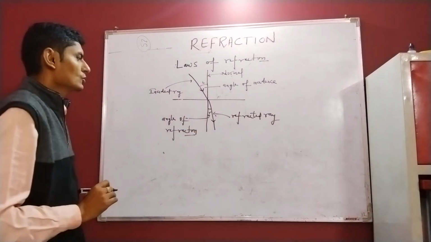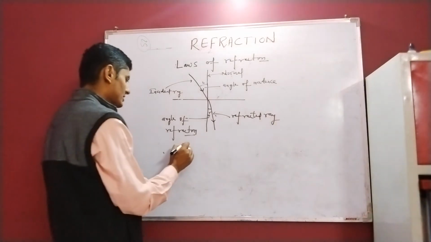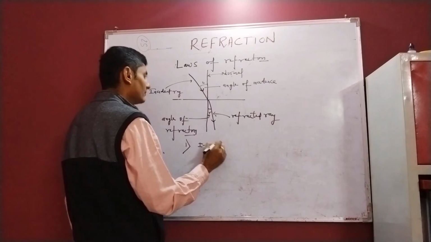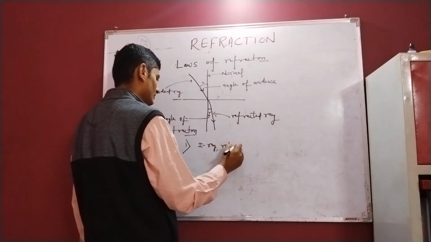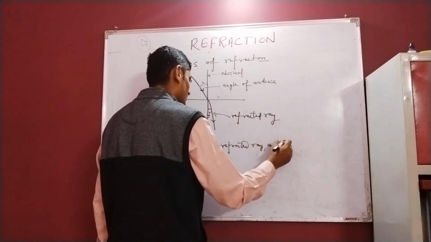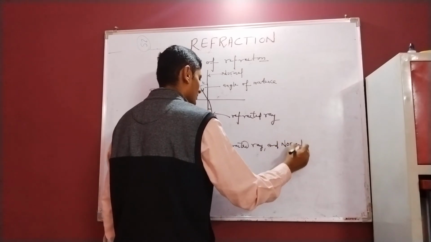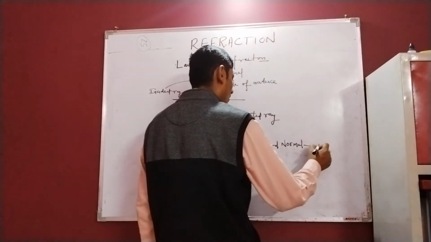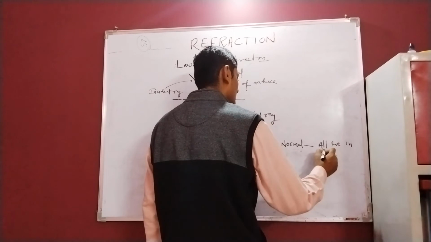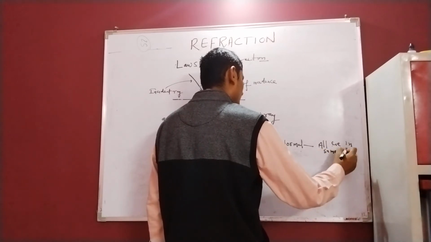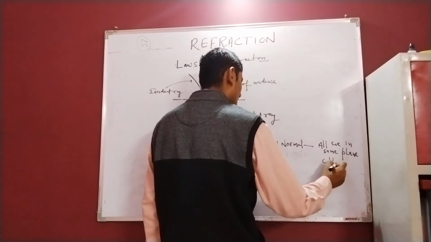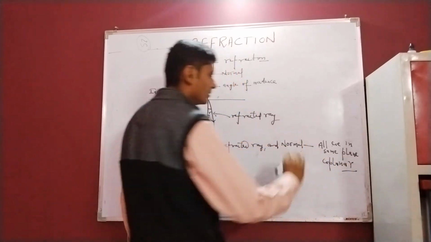So the laws of refraction state that, first, the incident ray, the refracted ray, and the normal all lie in the same plane, or we say that they are coplanar. Okay.